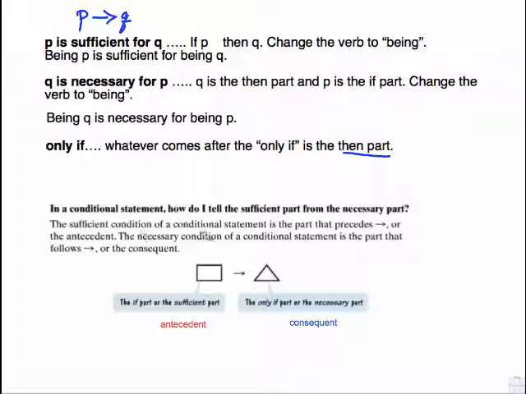Well, the sufficient condition of a conditional statement is the part that precedes the arrow. So whatever comes before the arrow is the sufficient part. It's also called the antecedent. It's what comes first. The necessary condition is the part that follows the arrow. So before the arrow is sufficient, after the arrow is the necessary part, and it's called the consequent. We have the antecedent and we have the consequent.